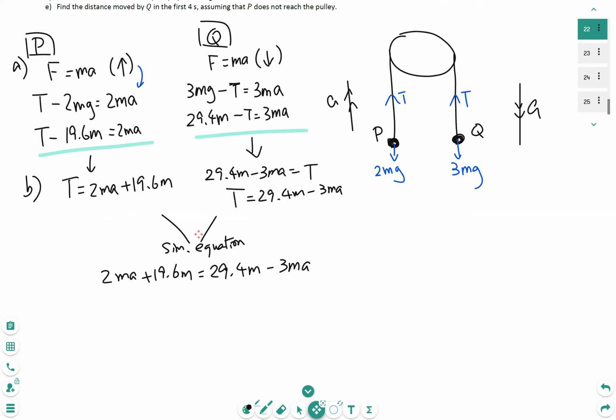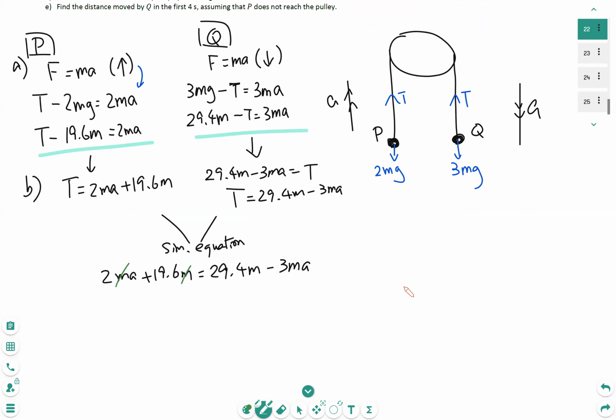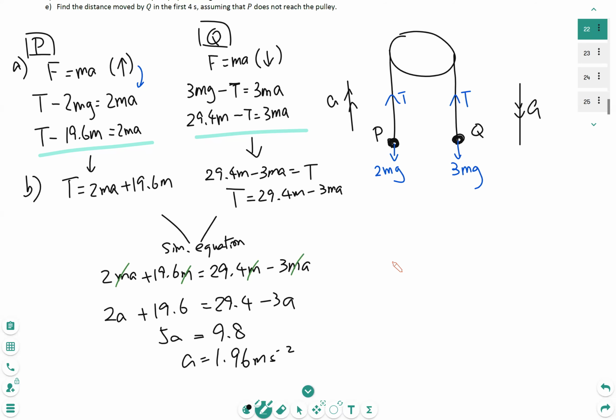What did I say? The m will cancel out because you can see there's m across the whole equation. So let me rewrite that. 2a plus 19.6 equals 29.4 minus 3a. Make a the subject, so 5a equals 9.8, divided by 5. I believe you should get 1.4 if I'm not mistaken. Nope, 1.96. So don't trust your mental maths. So a equals 1.96.